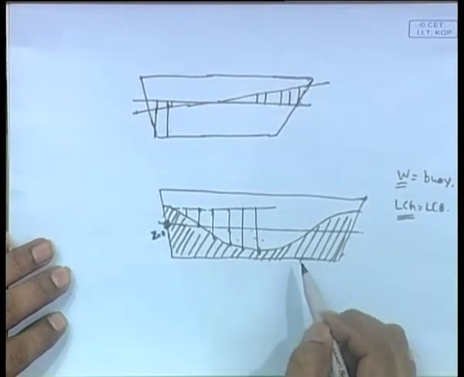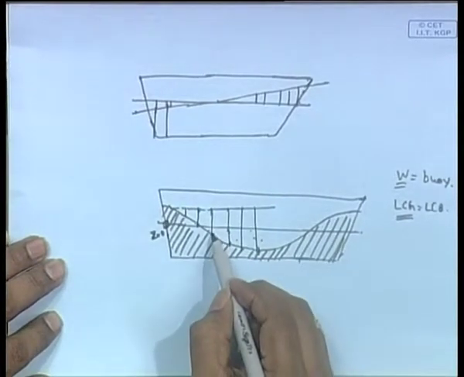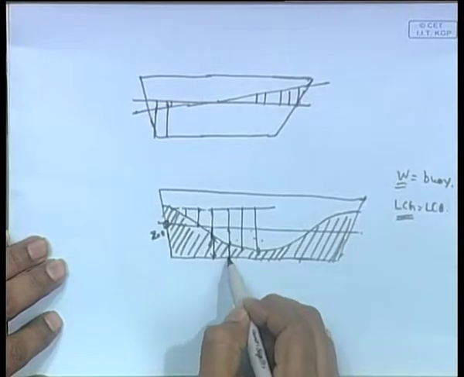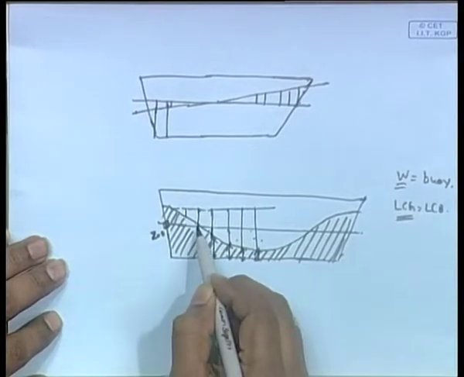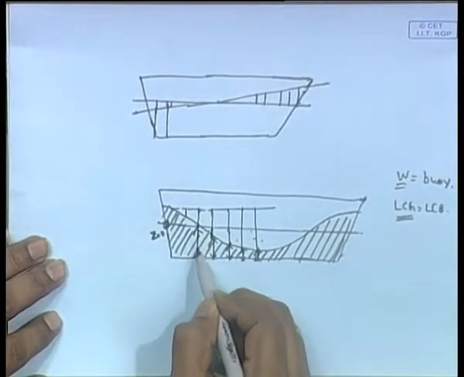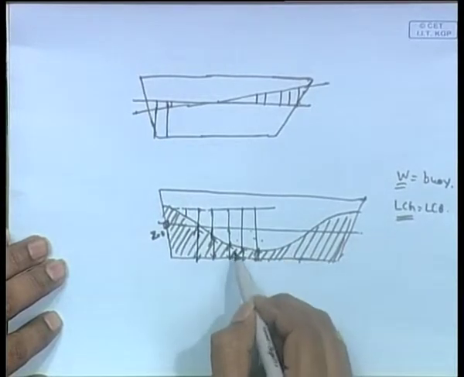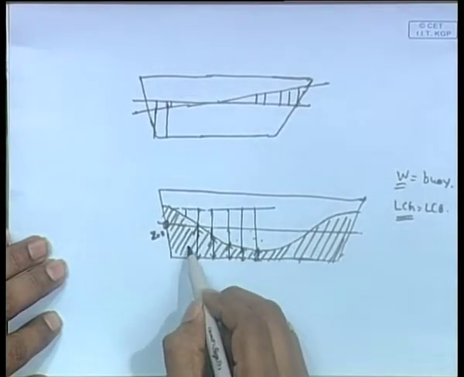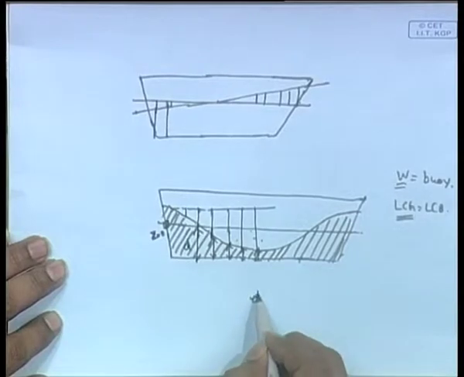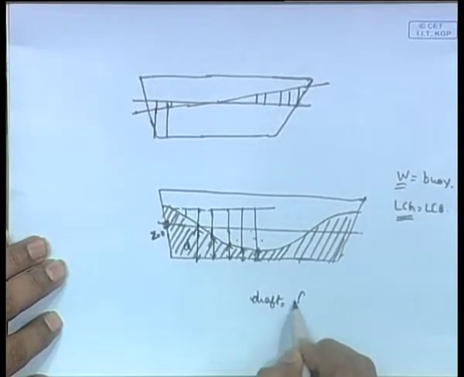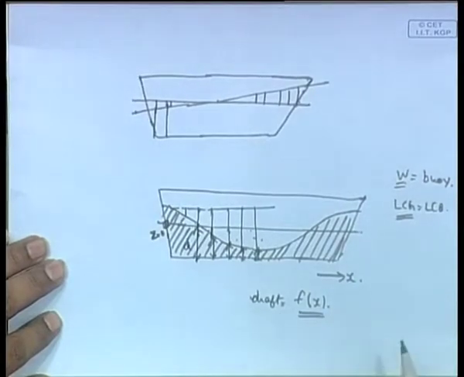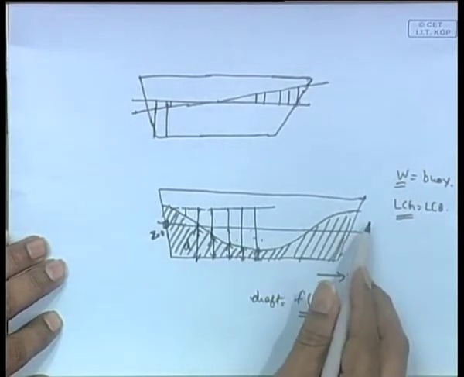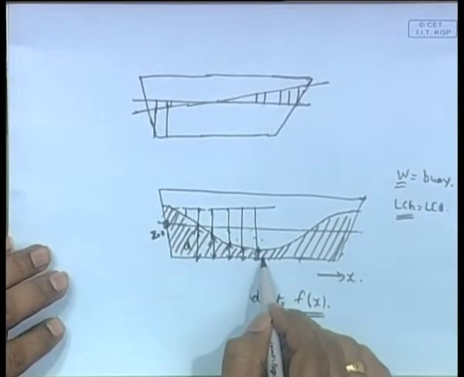But remember, we have this distance as z, and we have to calculate this distance at each point. This gives you the draft at each point. As you can see now, the draft is a function of x. If you call this the x direction, the draft is a function of x, like this trochoidal wave. You have the value of drafts at different points.